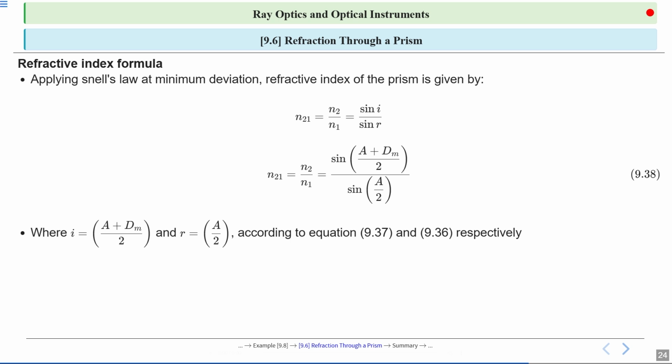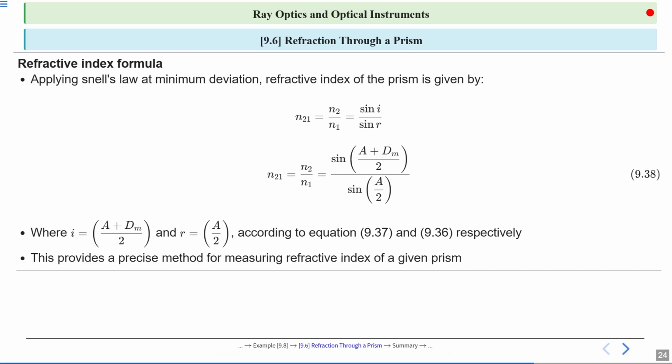In this context, i equals (A plus dm) upon 2 and r equals A upon 2, as per equations 9.37 and 9.36. This step is about connecting the angles to the refractive index formula. Finally, this method provides a precise way to measure the refractive index of a given prism. It's a practical application of the formula we have discussed, allowing us to accurately determine how light behaves in a prism.